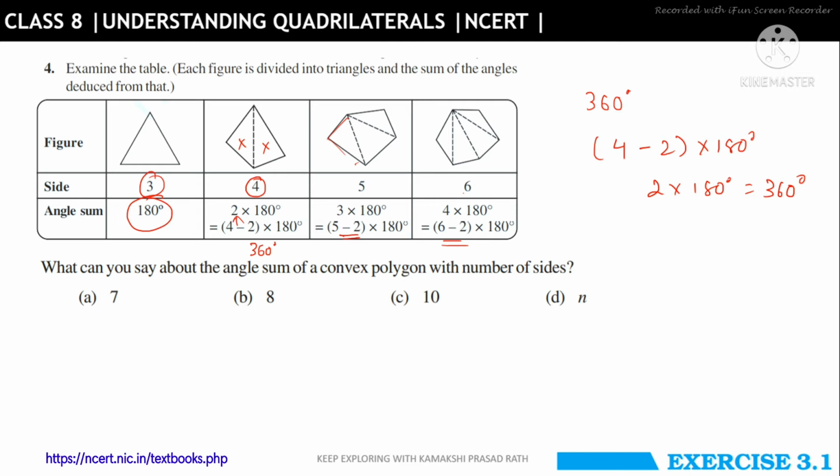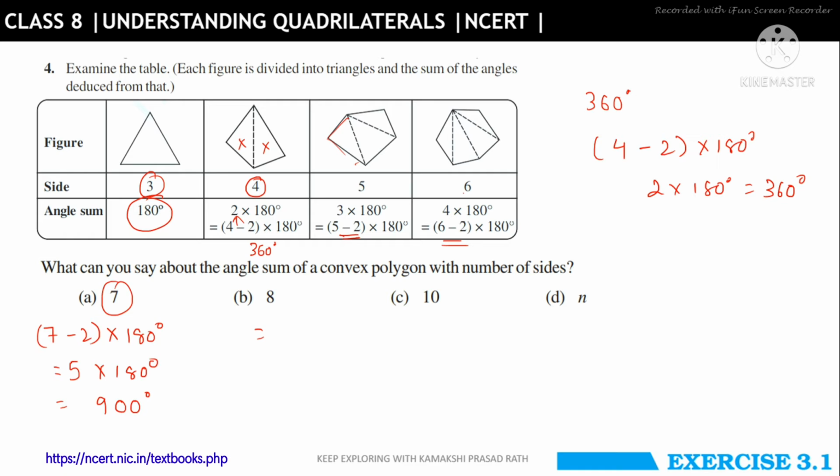So let's see what you can say about the angle sum of a convex polygon with the number of sides 7. If it has 7 sides, just use the simple formula: 7 minus 2 multiplied by 180 degree. 7 minus 2 is nothing but 5. 5 multiplied by 180 degree, we get 900 degree. So you can see here, a polygon with 7 sides, the sum of the angles will be 900 degree.